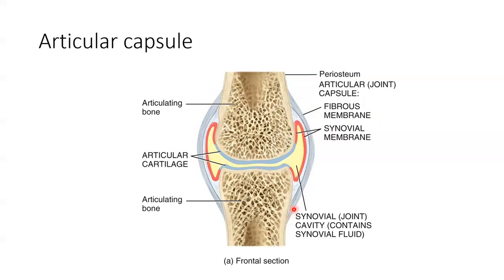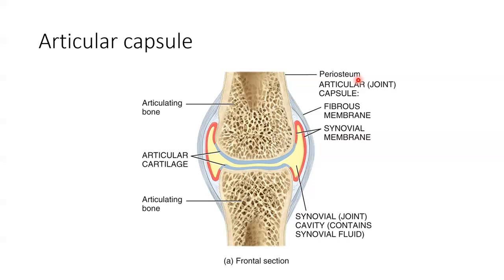The fibrous membrane consists of dense irregular connective tissue that attaches to the periosteum, or that outer layer of the articulating bones. And this fibrous membrane is flexible yet strong. So with the flexibility, it permits considerable movement at the joint, but its tensile strength, so its ability to resist force, is what helps it prevent dislocation.